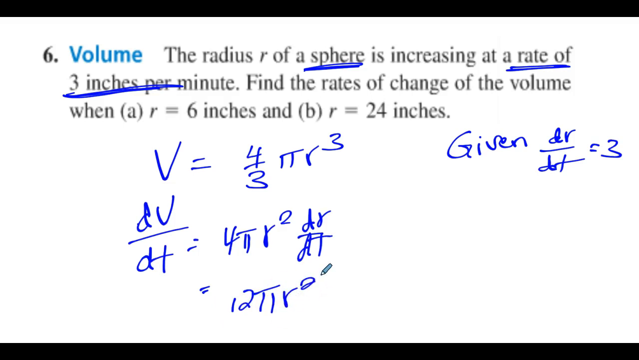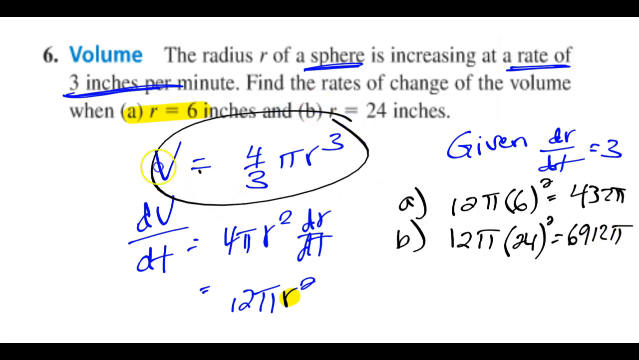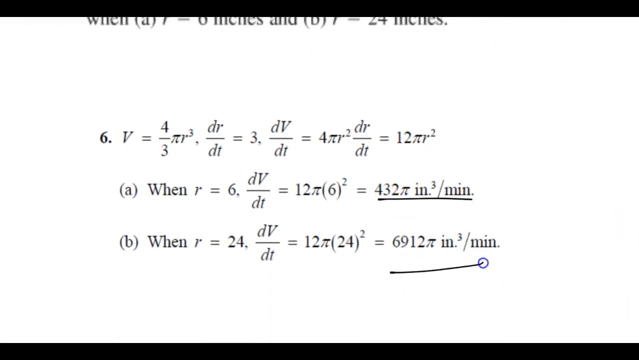So for part A, I'm going to let the radius be 6. So for part A, I would say 12 times pi 6 squared and get 432 pi. And for part B, I do the same thing, but let the radius be 24 and get 6,912. So again, you need to know that formula, take the derivative of both sides, and evaluate. Here's the author's solutions.